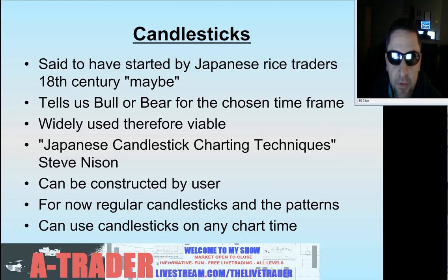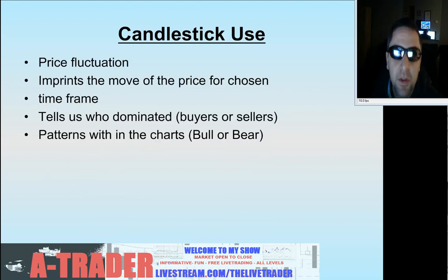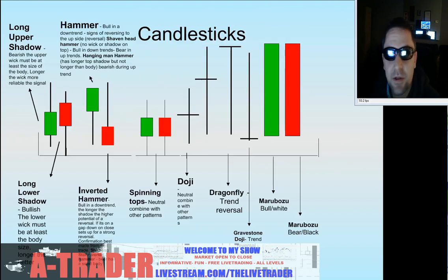A brief overview: candlesticks were said to have started by Japanese rice traders in the 18th century. It's disputed as to which time frame, but we do know that Steve Nison brought them over to the Western world. He wrote a book called Japanese Candlestick Charting Techniques, and it's worth a look. Bull and bear candlesticks. In case you are unfamiliar with candlesticks, here's a brief overview of them. Candlestick use: it tells us who dominated, the buyers or the sellers. We use them for patterns within the charts, and that's what we're looking at when we're looking at setups.